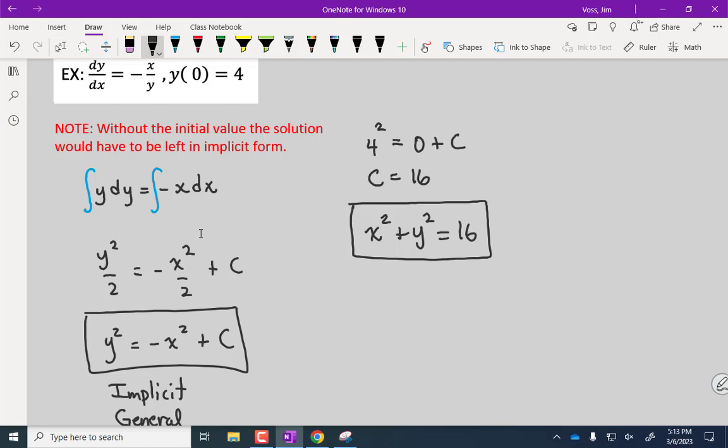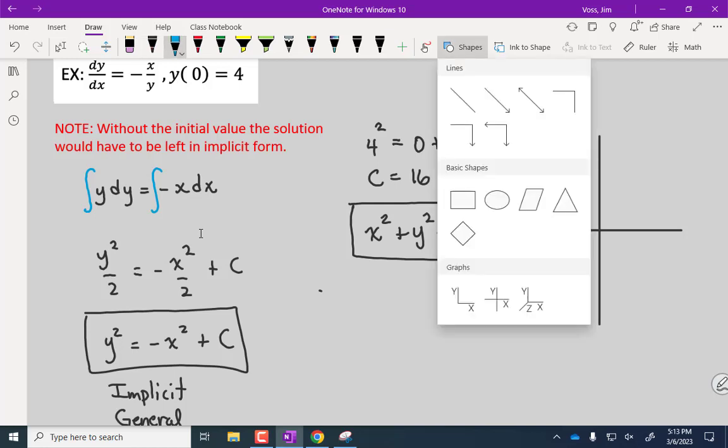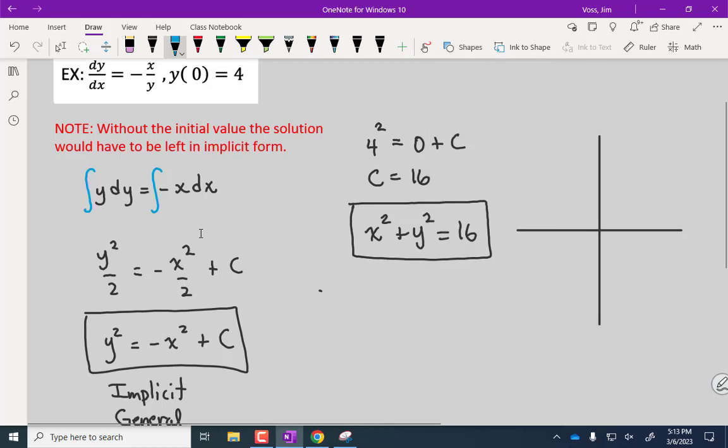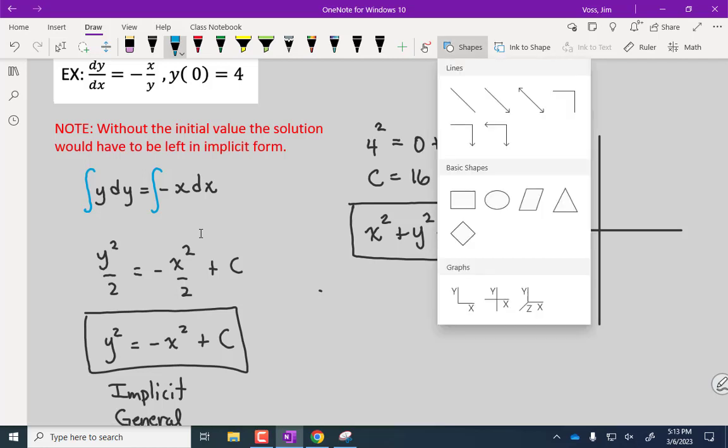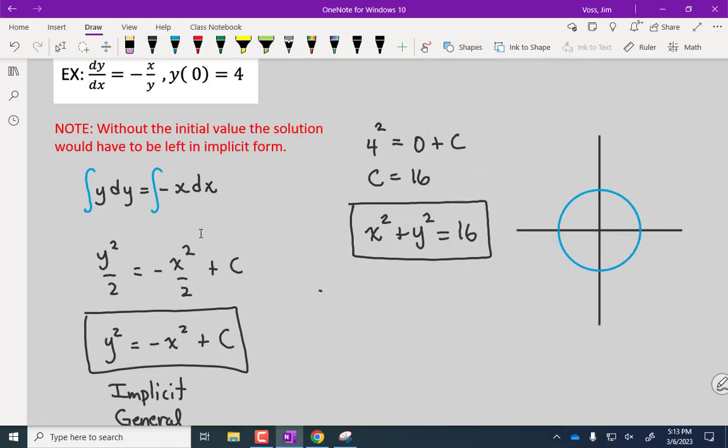Now, so this is a circle. The solution, though, let's draw this real quick. Oh, yeah, circle. So circle of radius 4. And where is the initial value? 0, 4. So right there.